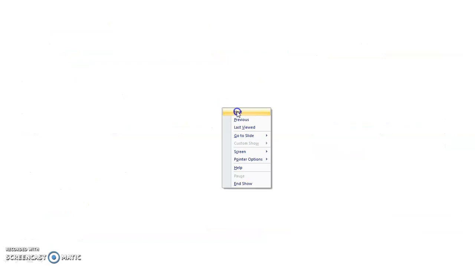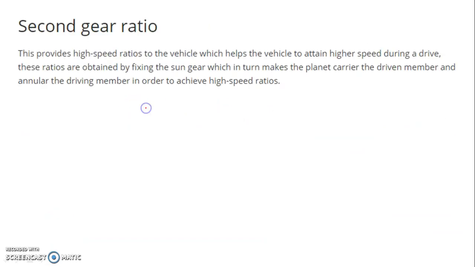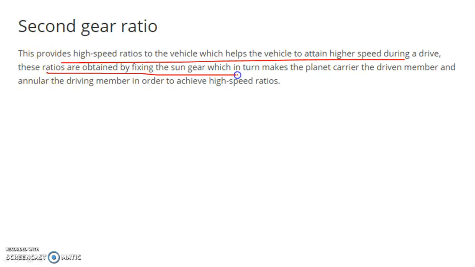Next is second gear ratio. This provides a high speed ratio to the vehicle, which helps the vehicle to attain higher speed during a drive. These ratios are obtained by fixing the sun gear, which in turn makes the planet gears the driven member and the annular the driving member in order to achieve high speed ratios.